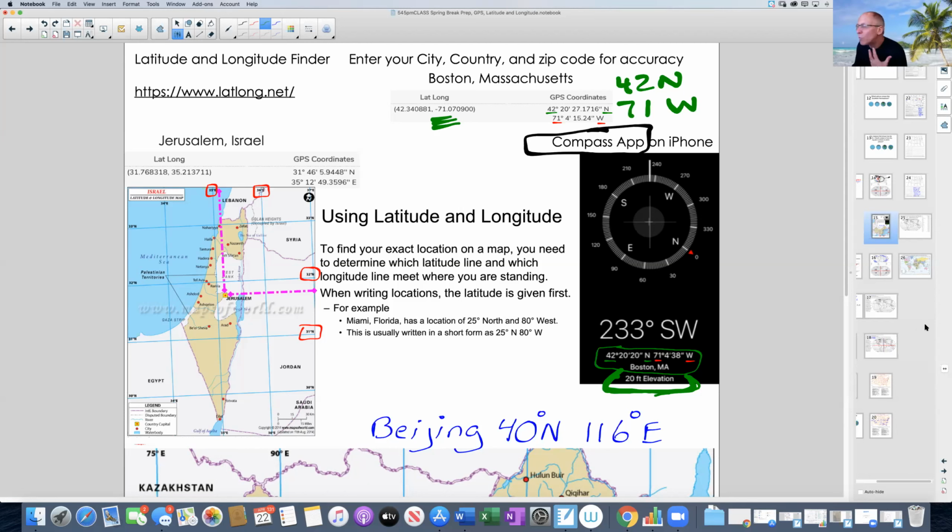You guys are in maybe Wellesley or Weston or Needham, and your coordinates will be slightly different, but not that much. Are you guys interested to know how many miles is 1 degree? So 1 degree of latitude is about 70 miles. 1 degree of longitude is about 55 miles. So if you are within 50 miles of somebody else, you're going to be within 1 degree.